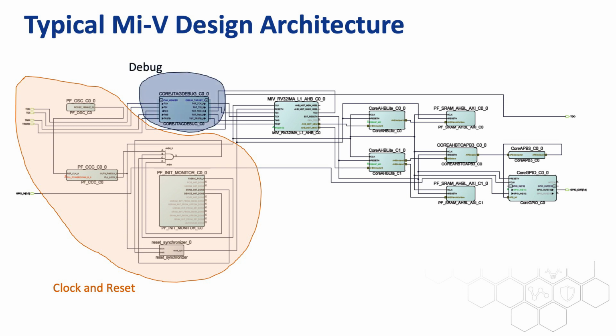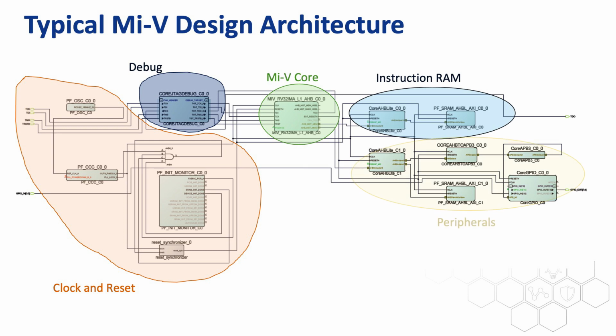This block is the debug circuitry, in this case CoreJTAGDebug. It connects the FPGA JTAG pins to the processor. And here's the Mi-V processor core itself, and the memory system containing Mi-V instructions. This memory can be implemented in a variety of memory types, such as FPGA SRAM blocks or an external DDR memory. And finally, the peripherals of the design that are connected to the Mi-V core.